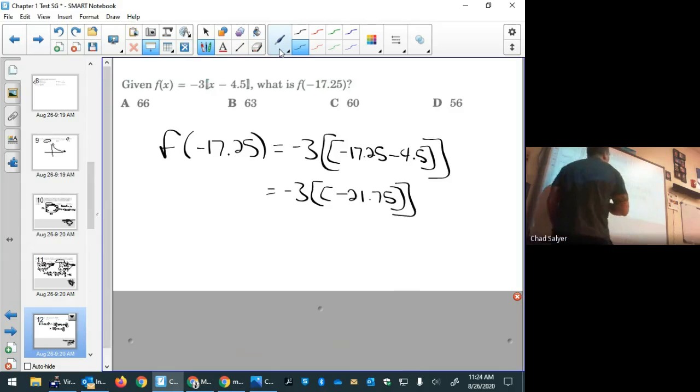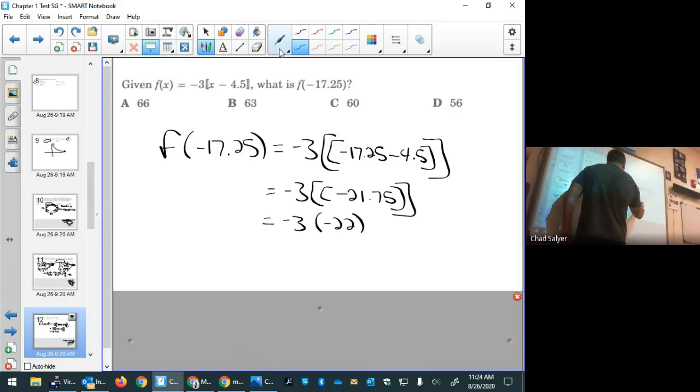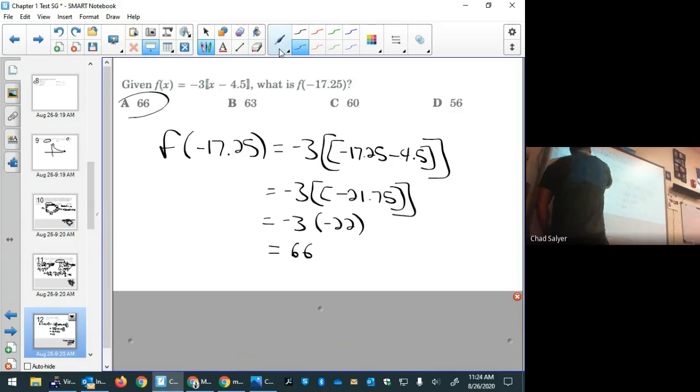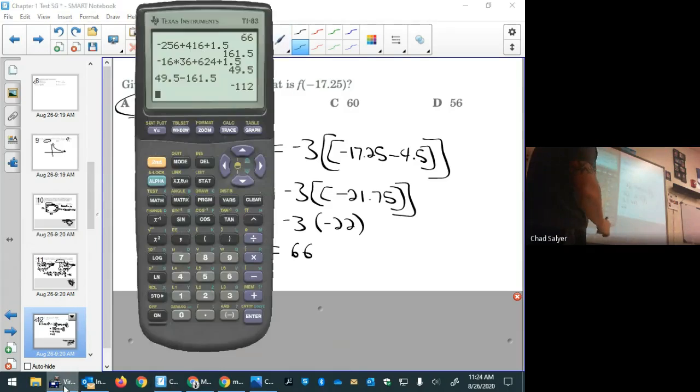But again, the floor function rounds down. Now be very careful because your tendency in rounding here would be to go towards 0, but that's not what's going to happen. It's going to go down to the next lowest integer. So this becomes negative 3 times negative 22, which is positive 66. A is in alpha.